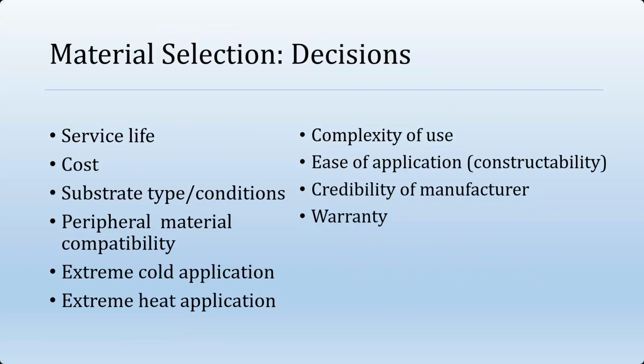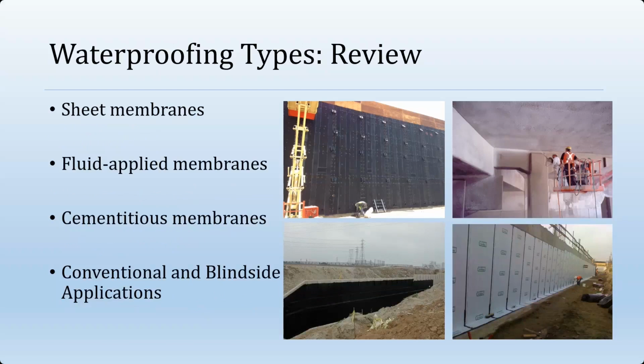So, material selection for waterproofing: we have to consider service life. Do we want just the lowest common denominator, damp proofing, which really doesn't come with any type of warranty short of, say, a 12-month material only warranty? Cost, substrate conditions, peripheral material compatibility. Are we using a silicone air barrier above grade and tying it into an asphaltic foundation waterproofing, which is a big no-no? Extreme cold or heat application, complexity of use, ease of application, the credibility of the manufacturer, how long have they been at it, what type of warranty schedules do they offer? All these have to be obviously considered.